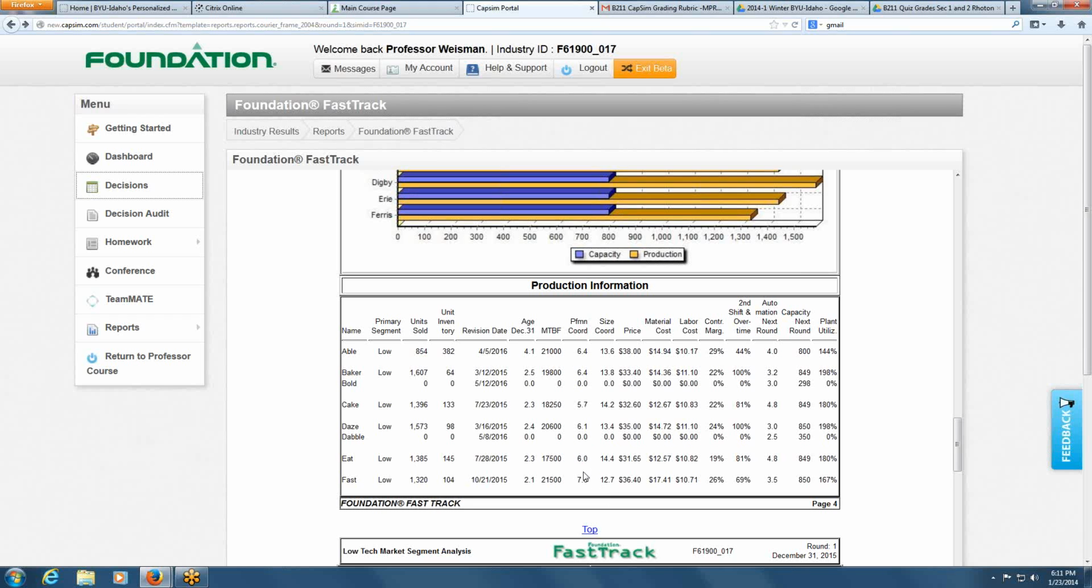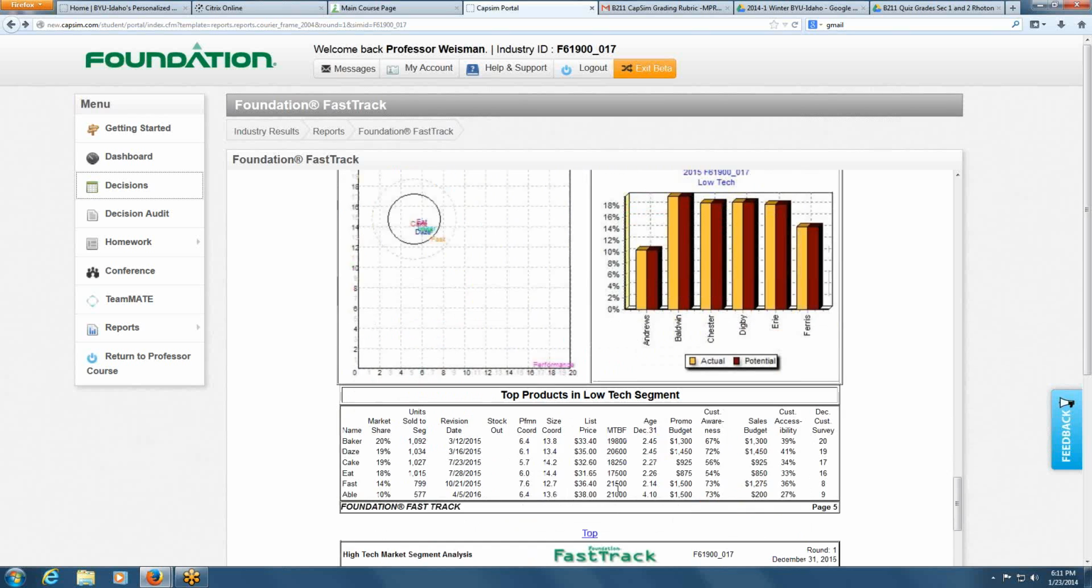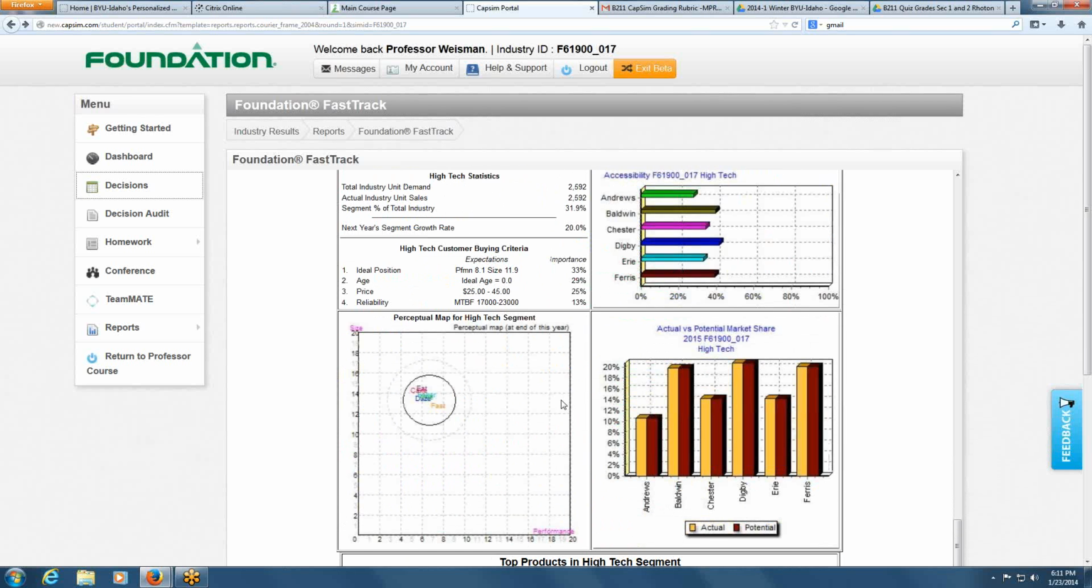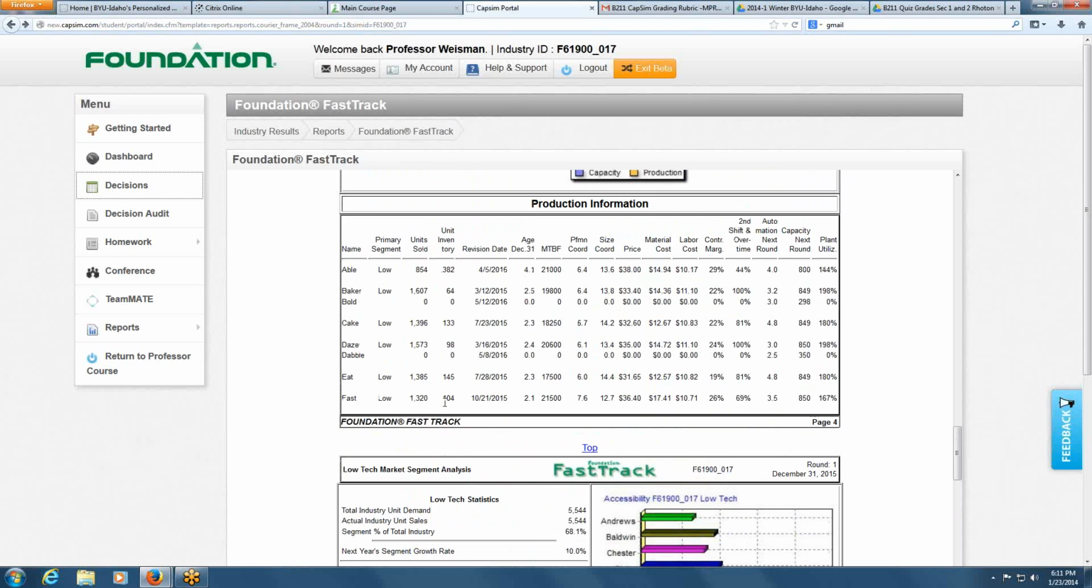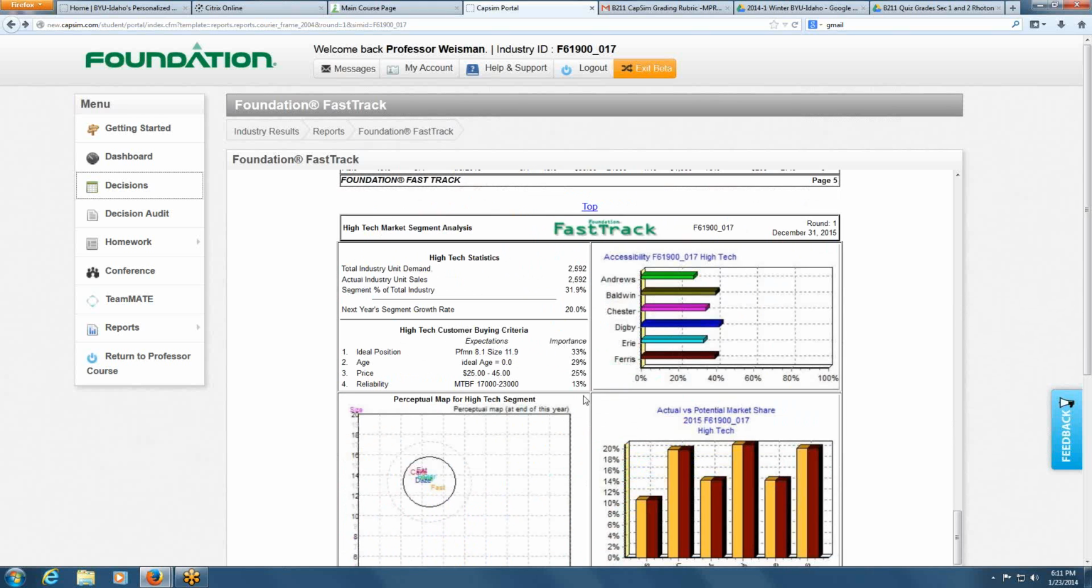It looks like Ferris had the best performance and the lowest size. So they would have sold more in the high-tech market. Ferris had a high price too, so how come they sold at least 1,320? Well, it's because they sold more in the high-tech market, which will accept the price from $25 to $45, which is 25% important.